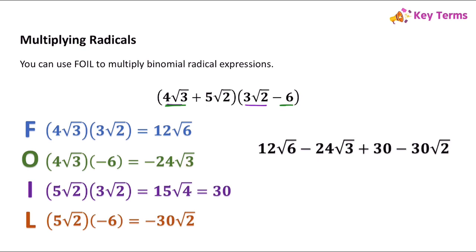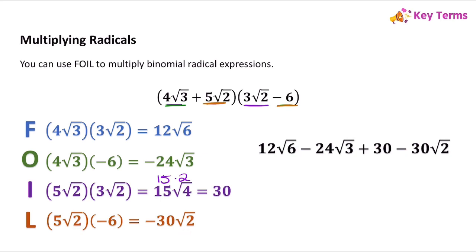Then we do the inside terms, which are 5 square root of 2 and 3 square root of 2. Well, when we multiply 5 square root of 2 times 3 square root of 2, we get 5 times 3, which is 15, and then square root of 2 times 2, which is the square root of 4. The square root of 4 is 2, so when we do 15 times 2, that's how we get 30. And then finally, we do the last terms. So we do 5 square root of 2 times negative 6. So 5 times negative 6 gives us negative 30, and then we have the square root of 2.